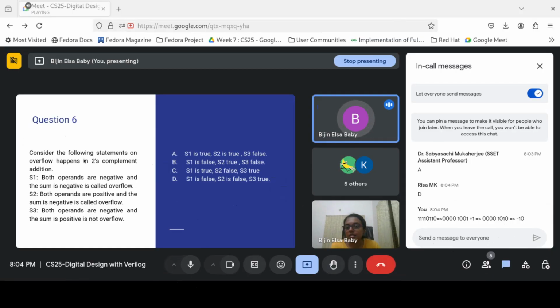Next question, consider the following statements on overflow that happens in two's complement addition. Statement 1, both operands are negative and the sum is negative is called an error condition. Statement 2, both operands are positive and the sum is negative is called an error condition. Statement 3, both operands are negative and the sum is positive is not an error condition.